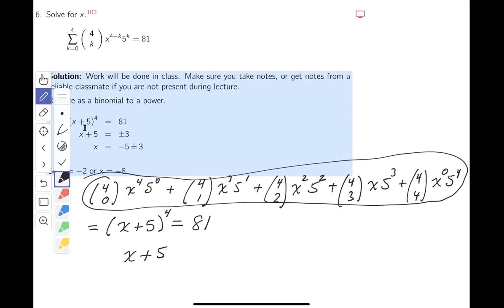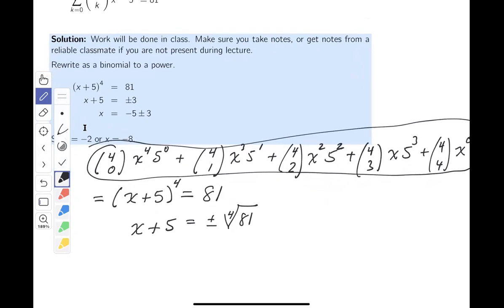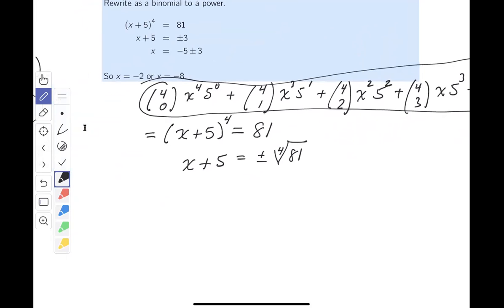By the way, if you went back to complex numbers, this would have 4 solutions. We're not looking for complex solutions. We're going to do the simple thing. What do you get of your plus or minus the 4th root of 81? All right, big question is, do you know the 4th root of 81? And you should. X plus 5 equals plus or minus 3.